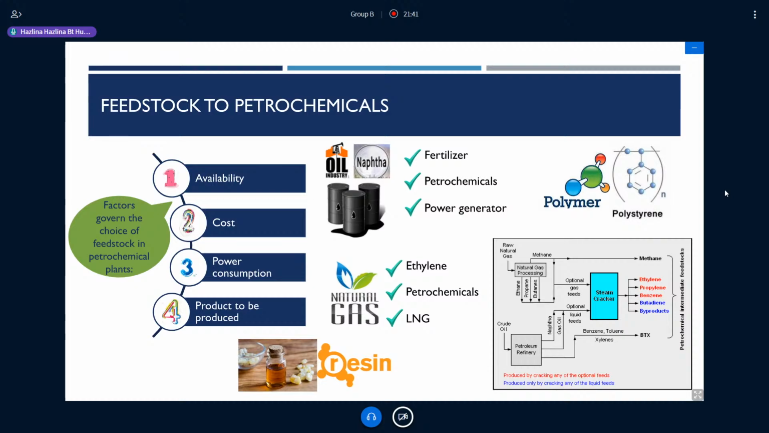Something like that. So of course, the factors for the selection to produce the petrochemicals depend on the availability, the cost, the power consumption, and the product to be produced. Okay, because first of all it will depend on the availability of the petroleum resource just now. If a country does not produce its own crude oil, of course, the crude oil resource has to be imported from another country. So that is already incurring costs. And then that crude oil has to undergo distillation, so you have it broken up into the petroleum products. So that is already incurring another cost.